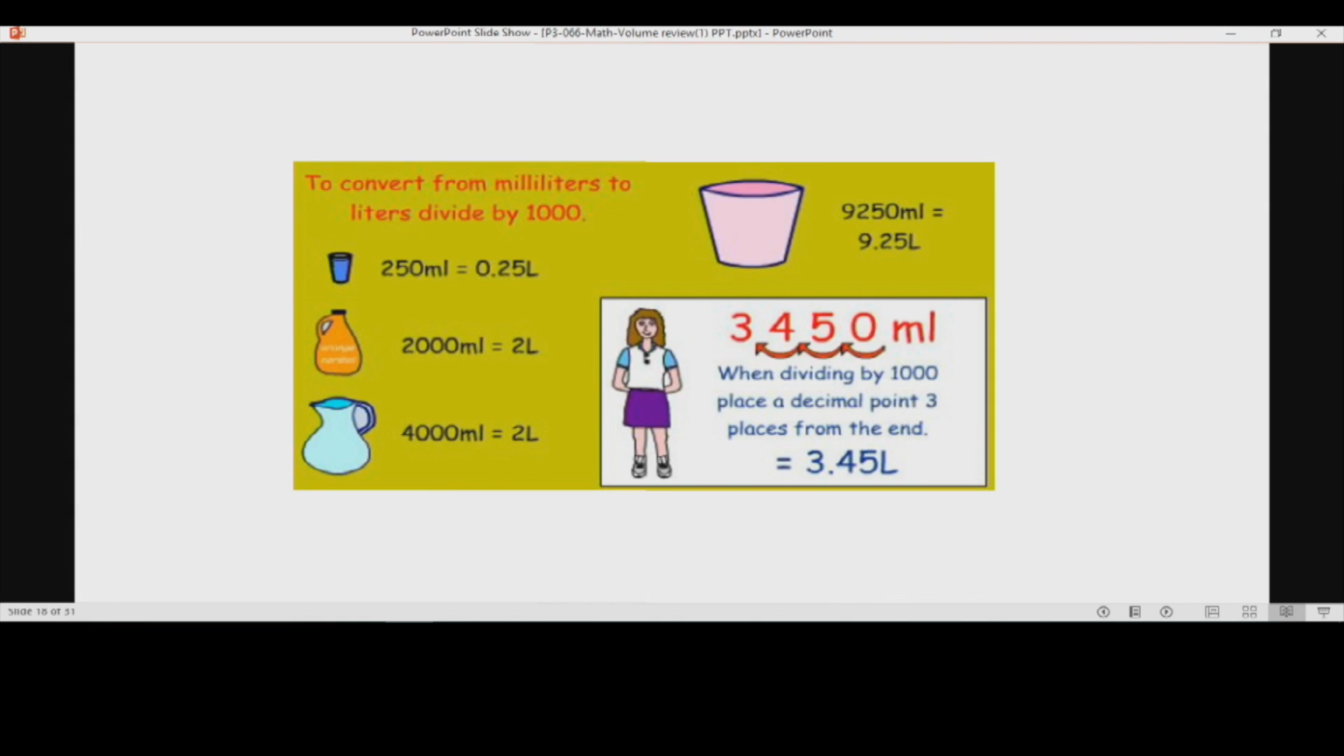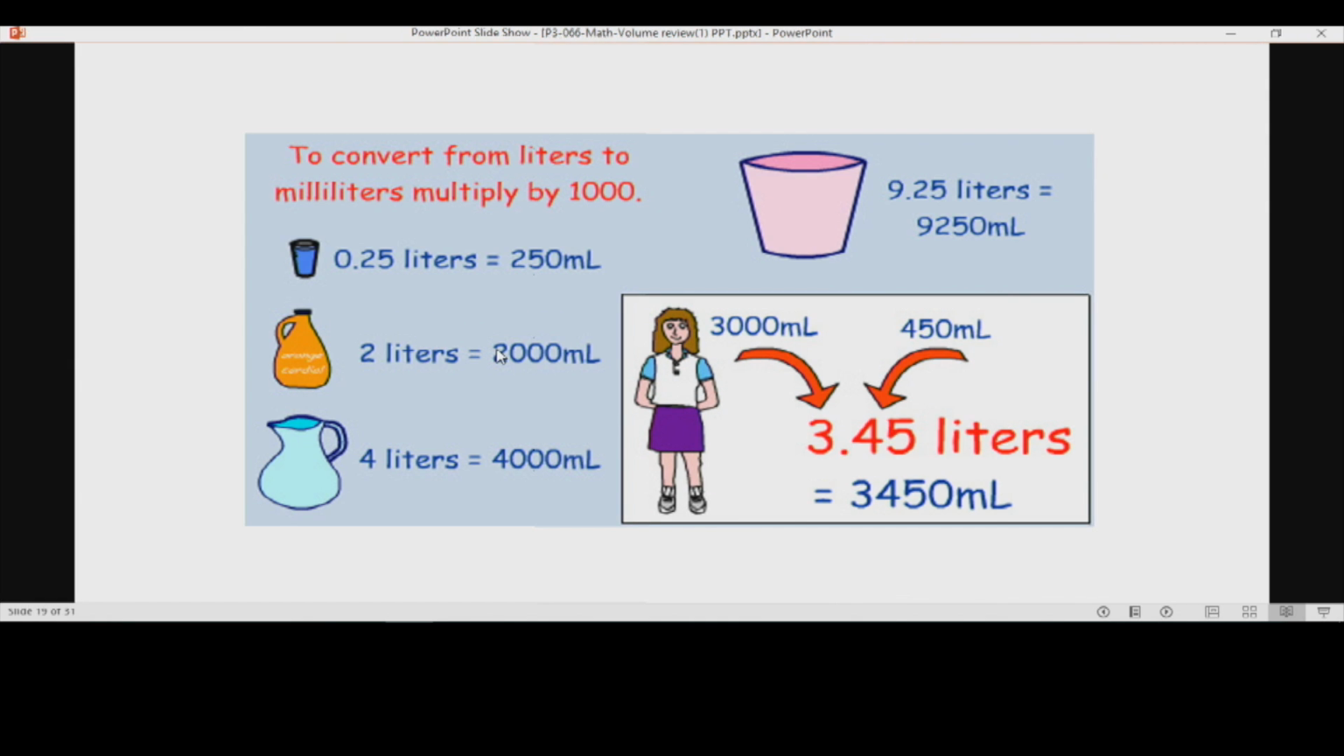So to convert from millilitres to litres, we divide by 1,000. 2,000 millilitres equals 2 litres. 4,000 millilitres, how many litres? 4 litres, yes. 4,000 millilitres equals 4 litres.